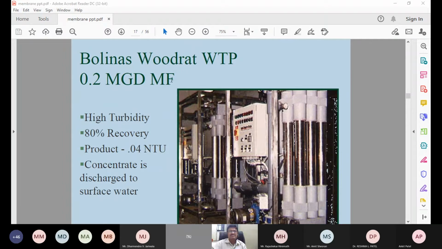So this is membrane filtration. It is used in wastewater treatment and water treatment plants for reducing the turbidity of the water. It cannot reduce the dissolved solids, but turbidity or suspended solids it can remove. Microfiltration.